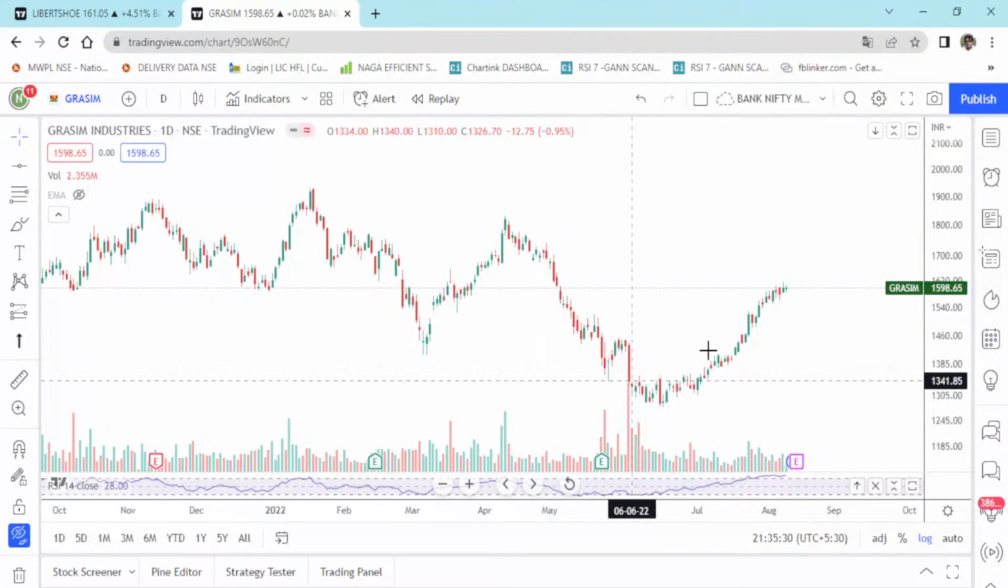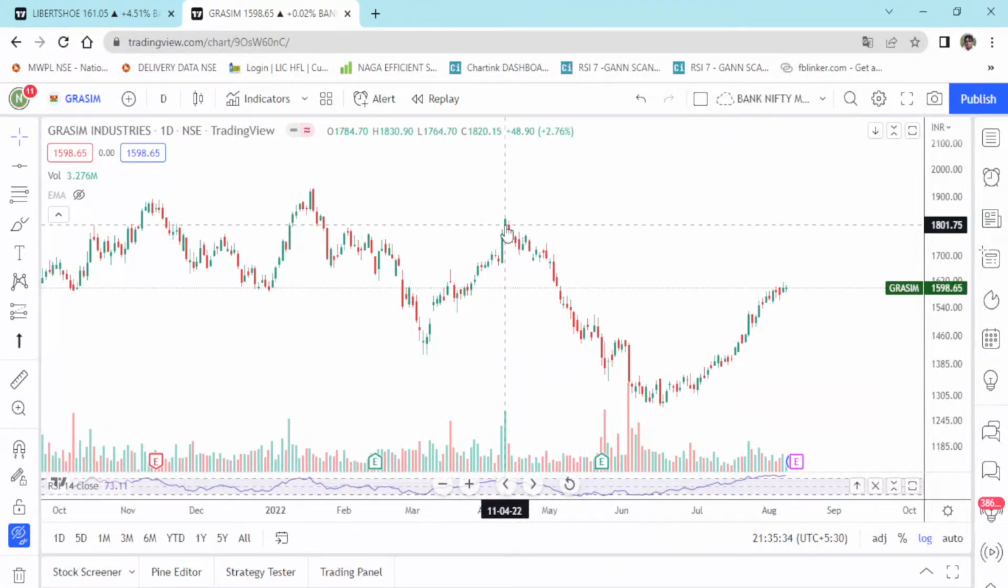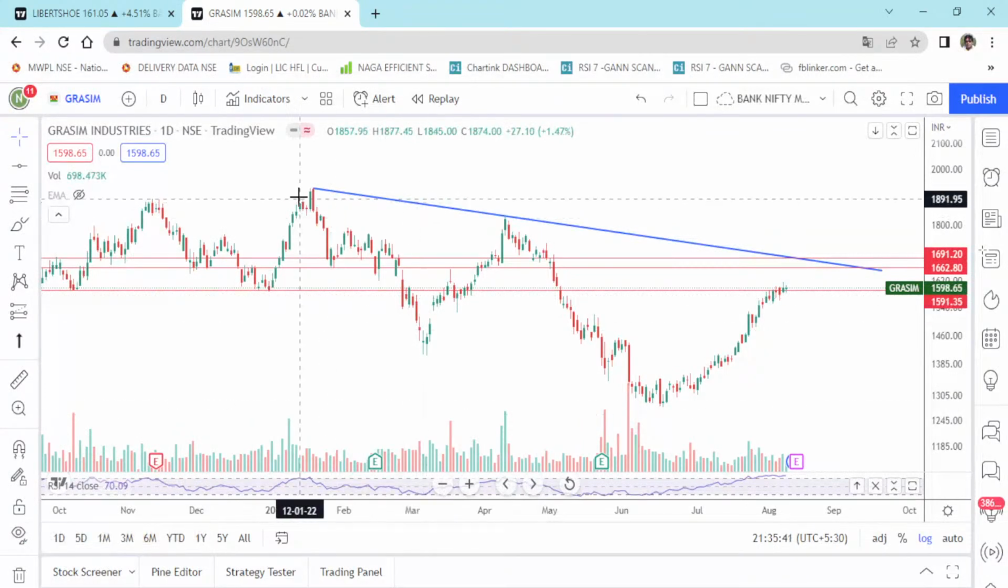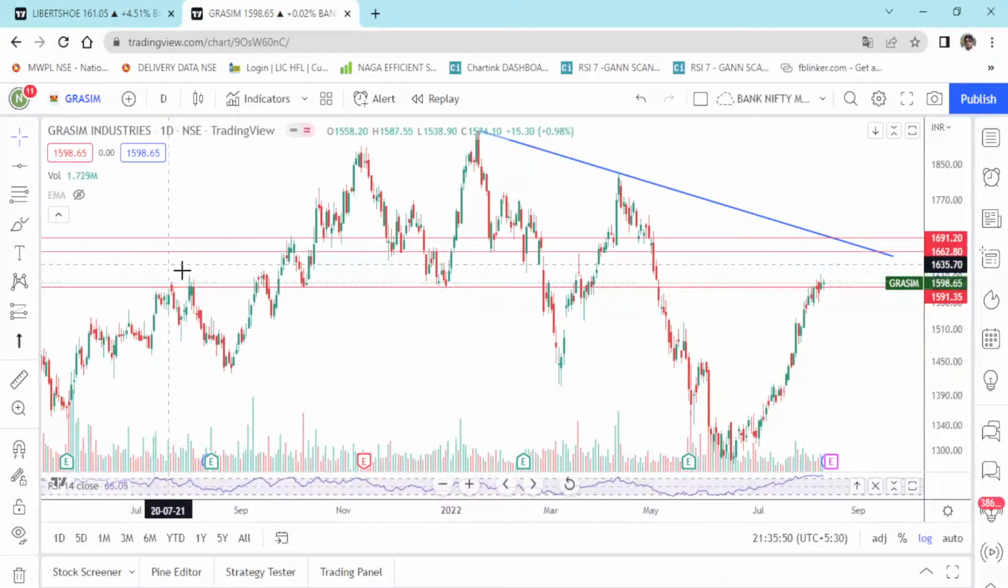This pattern we call a cup and handle. It is a good parabolic move. The stock made a good comeback, and it is respecting a descending trend line. So the descending trend line here, right now we are at the resistance. I have marked this point, and this point. These are going to be some price action zones.